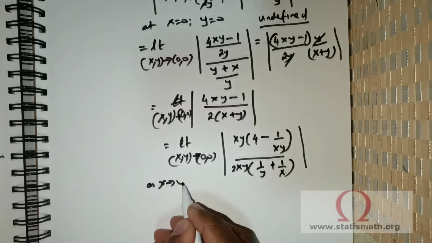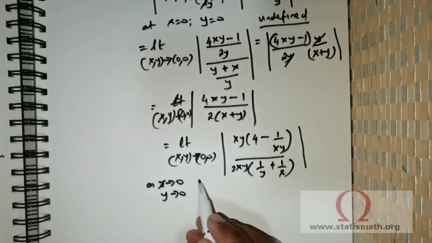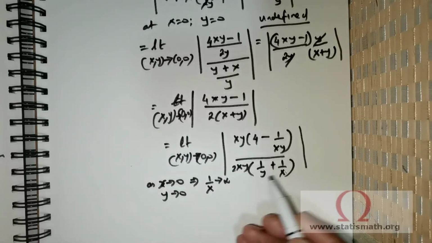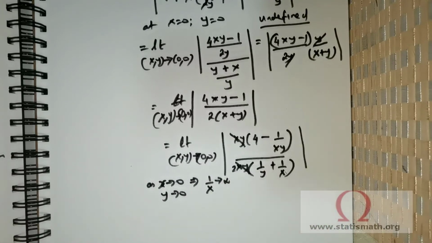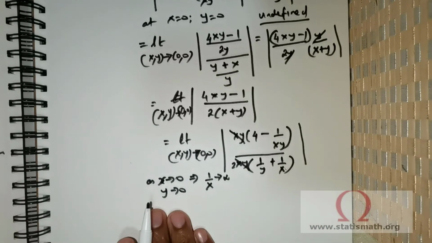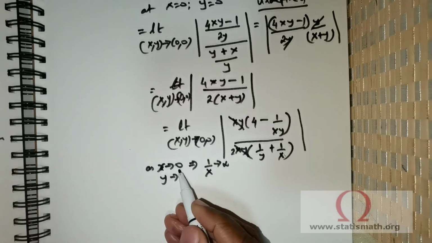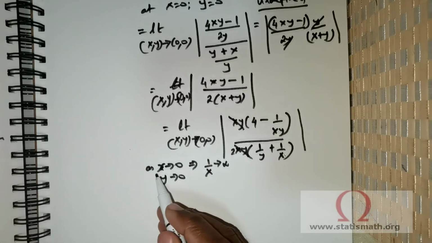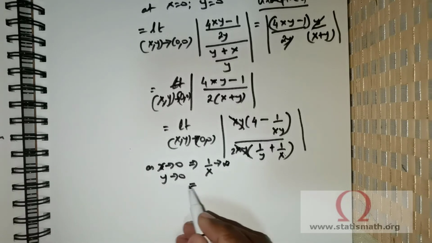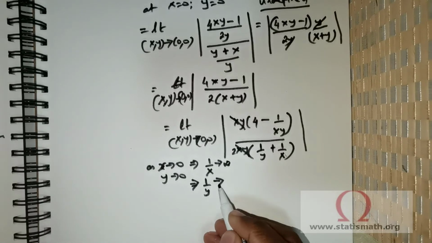x is tending to 0, and y is tending to 0. Now when x tends to 0, it means 1 over x will tend to infinity. Before that, you can cancel these xy terms and you are left with 1 over xy, 1 over x and 1 over y. So the concept you need to understand here is, as x is tending to 0, 1 over x will tend to infinity. Similarly, as y tends to 0, 1 over y would tend to infinity.